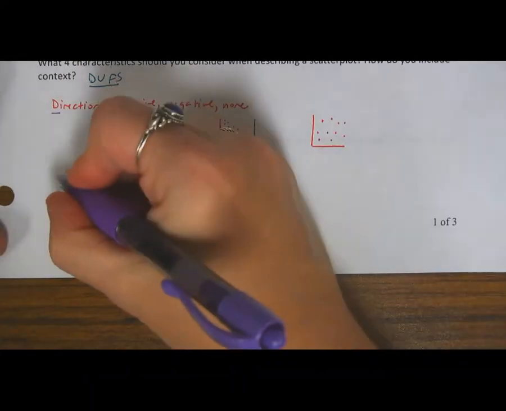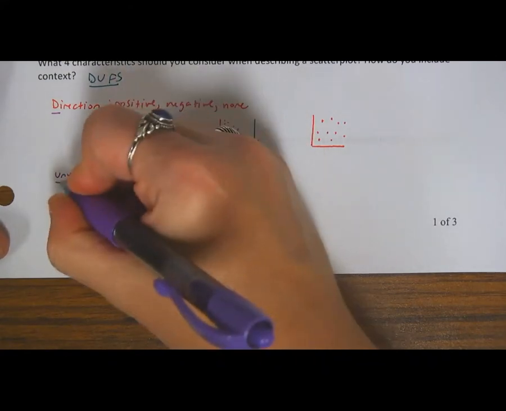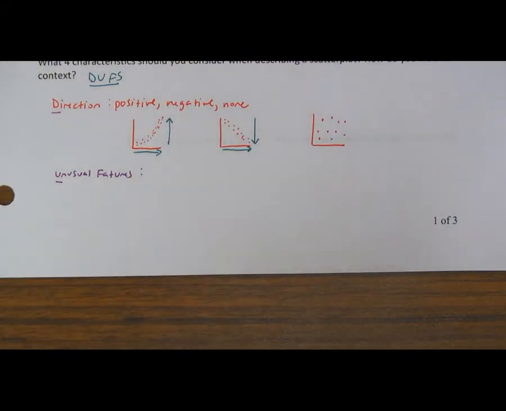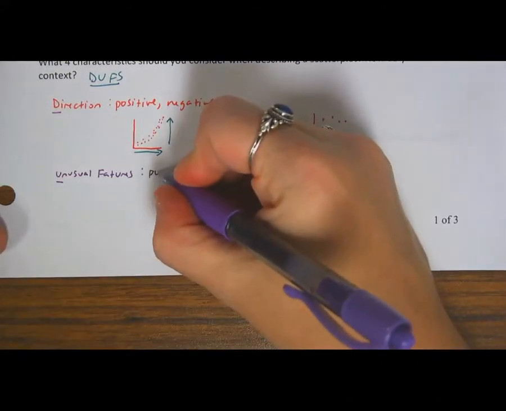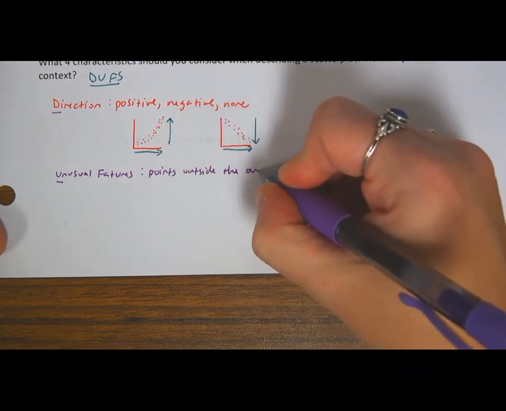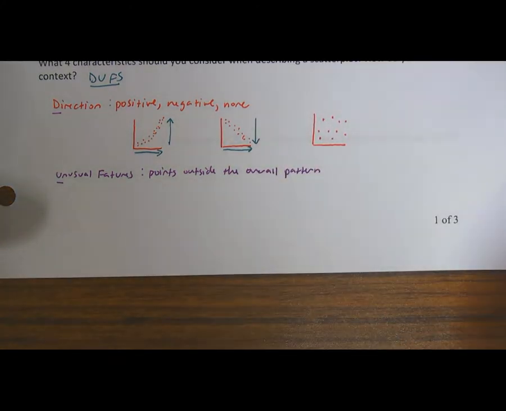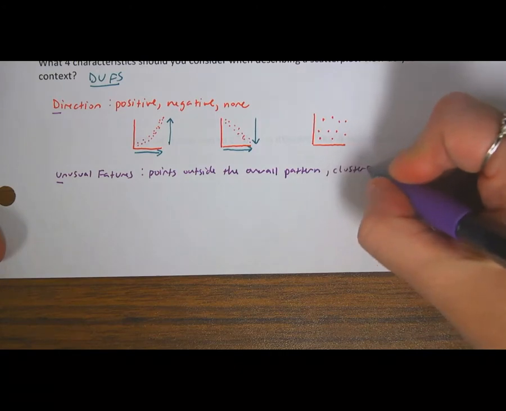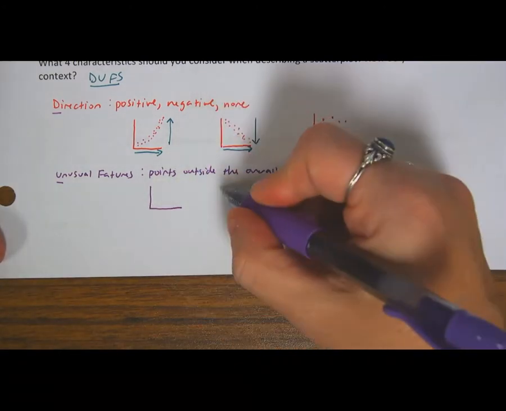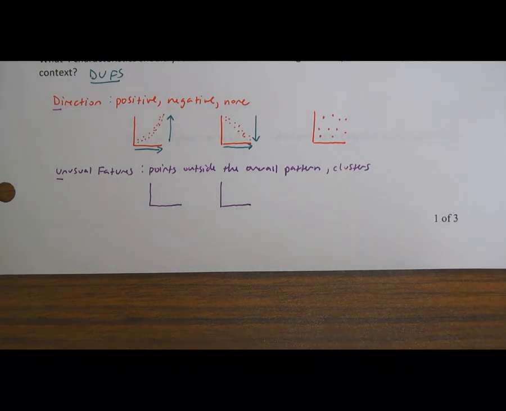Unusual features. Points outside the overall pattern. Like that person with really low attendance rate in the video. Or you might see clusters. So again, draw this kind of small. When I say points outside the overall pattern, you might be thinking outlier. That's one type of point outside the pattern.